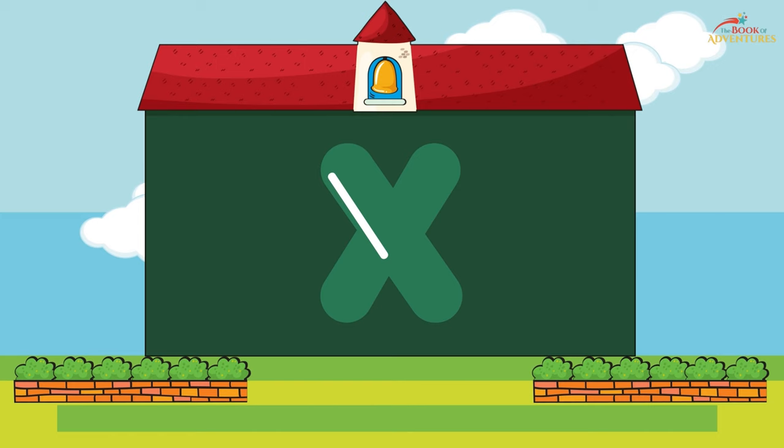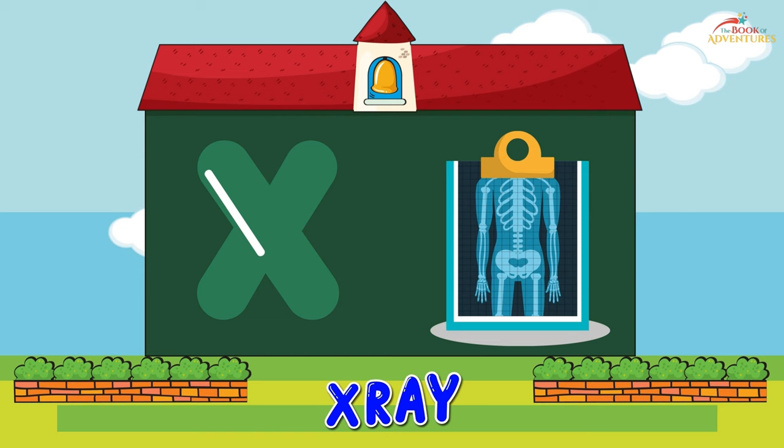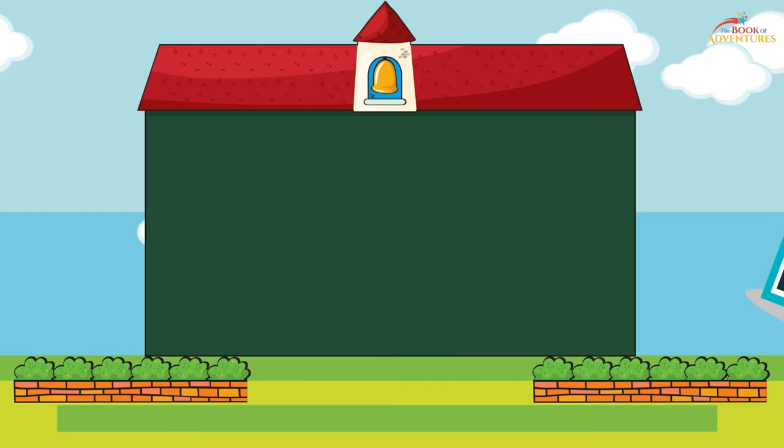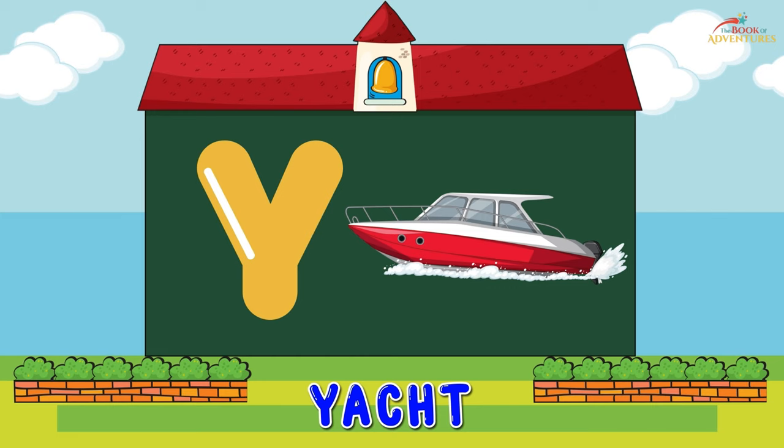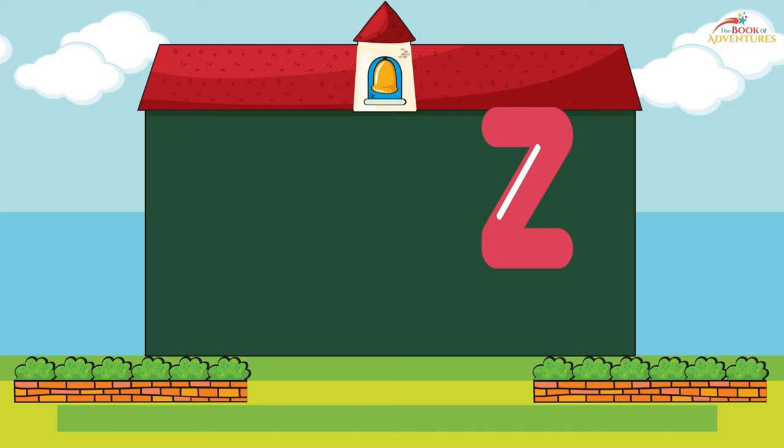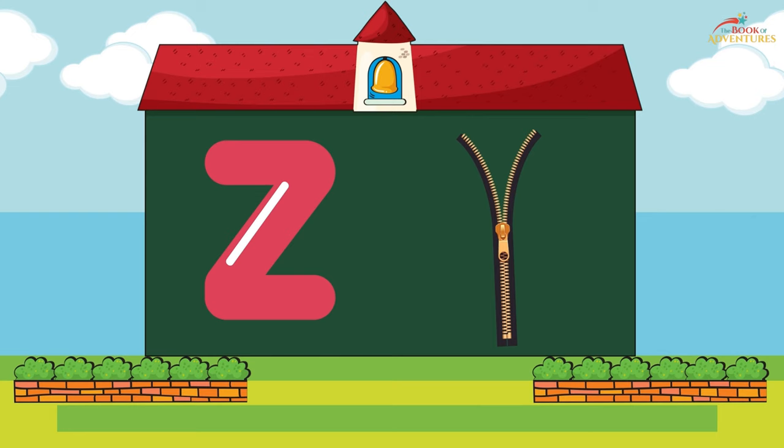X. X is for X-ray. Y. Y is for yacht. Z. Z is for zipper.